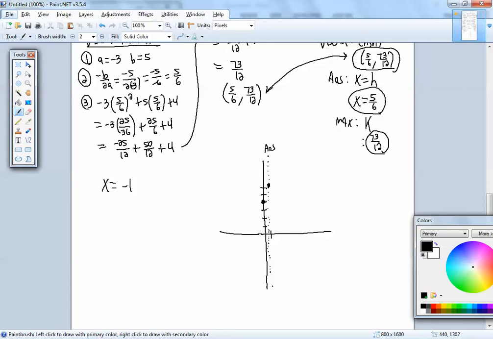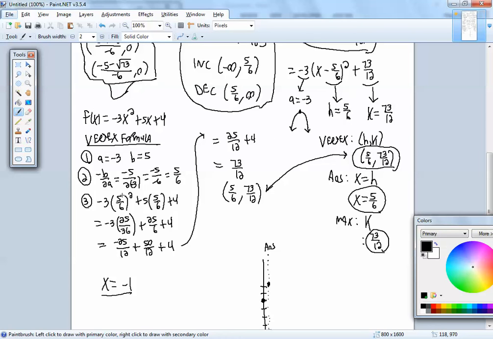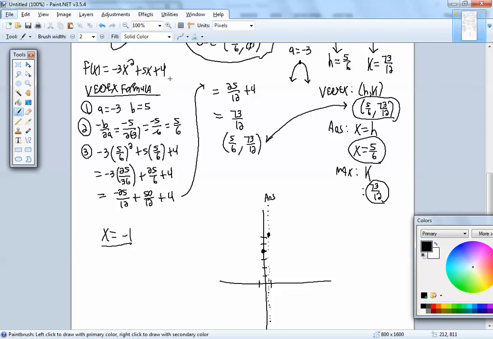So I'm going to plug in negative 1 into my original problem. So I got negative 3 times negative 1 squared plus 5 times negative 1 plus 4. Negative 1 squared is 1 times negative 3 is negative 3. 5 times negative 1 is negative 5 plus 4. That's negative 8 plus 4, which is negative 4. So that's the point (negative 1, negative 4). Negative 1, negative 4 is right there.